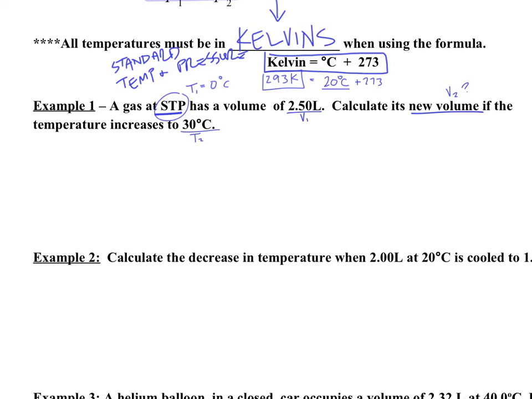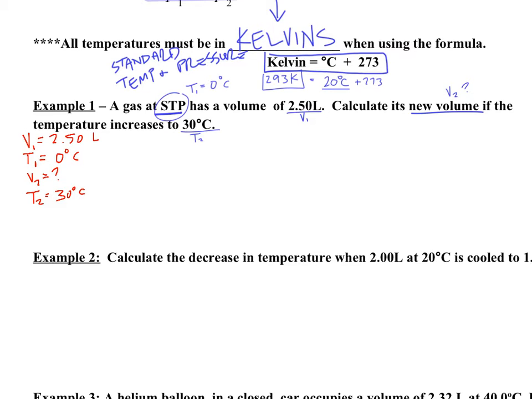So I'm going to list over here on the left the variables that I have. So V1 is 2.5 liters. T1 is 0 degrees Celsius. V2 is the volume that I need to solve for. And T2 is 30 degrees Celsius.